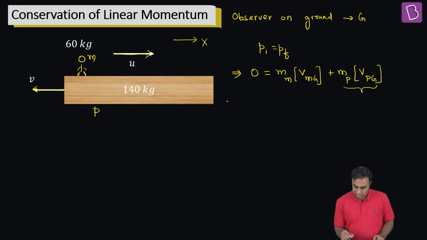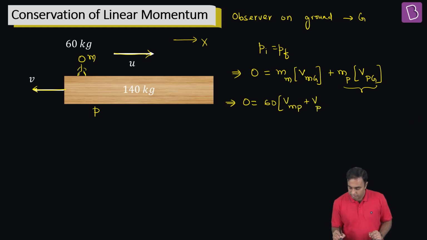Now, what is mass of man? 60 kg. Let us write Vmg. Do we know that directly? No. But we can write that in terms of the velocity of man with respect to the platform. How? Vmg can be written as Vmp plus Vpg. And mass of the platform is 140 kg into Vpg.